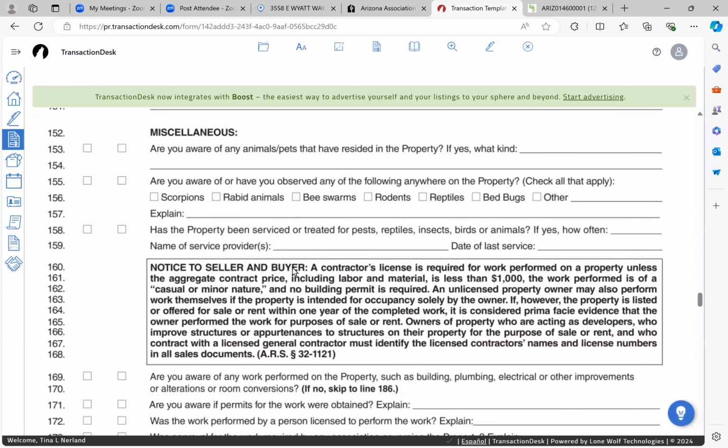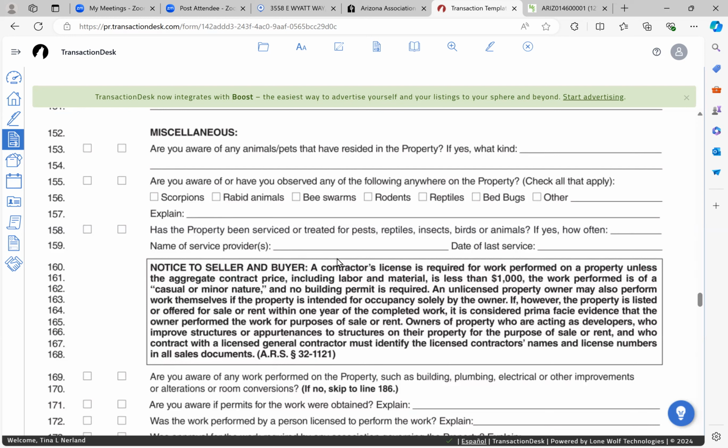Okay, notice to the seller and buyer. A contractor's license is required for work performed on a property unless the aggregate contract price, including labor and material, is less than $1,000, and the work performed is on a casual or minor nature, and no building permit is required. An unlicensed property owner may also perform work themselves to the property, if it is intended for occupancy solely by the owner.